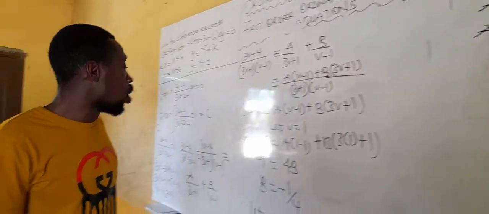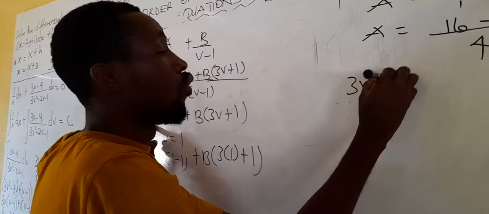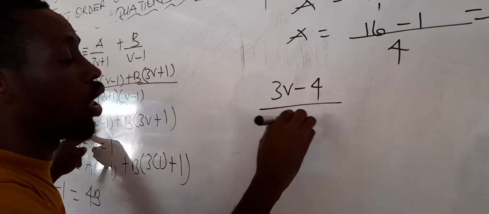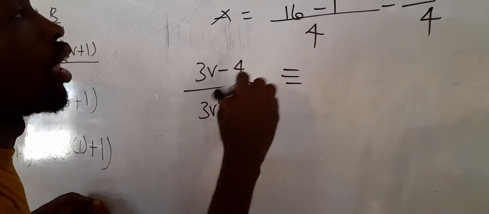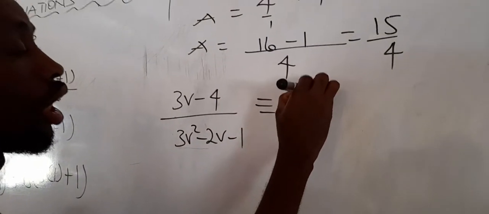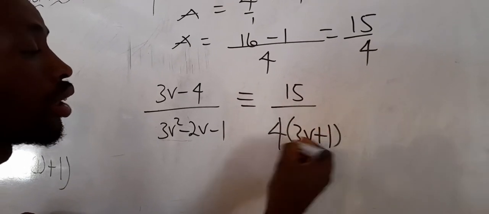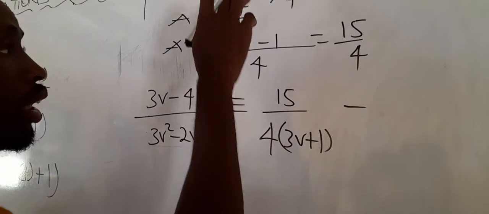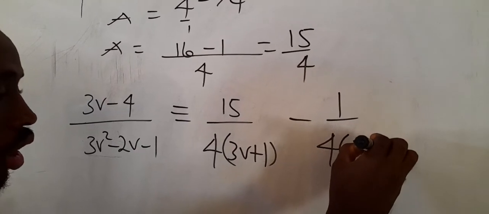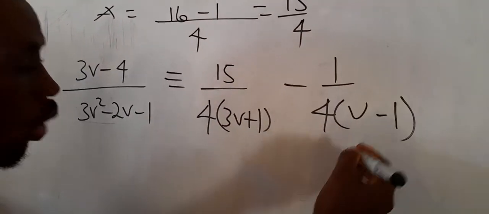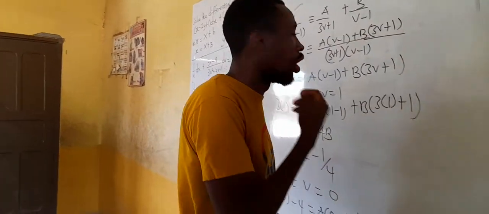So we can say that this, 3V minus 4 over 3V squared minus 2V minus 1, will be equivalent to our A, that is 15 over 4, 3V plus 1, then minus, remember B is negative 1 over 4, so negative 1 over 4, V minus 1. So we have resolved that into partial fractions.